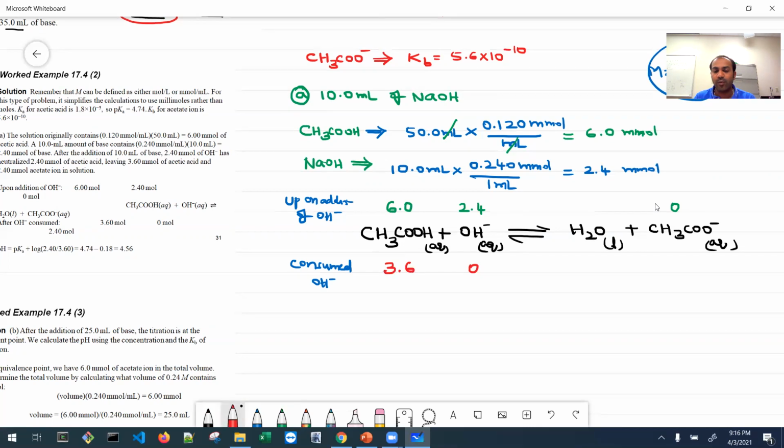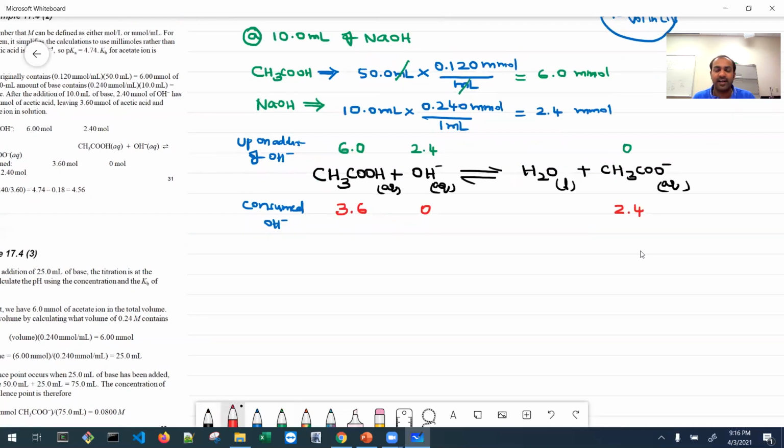So every 1 mole of acid will take 1 mole of base. Here you have 2.4 millimoles of base. It will react with 2.4 from here, so it will be producing 2.4 millimoles of the acetate ion. So now we know the concentrations of the conjugate base, weak acid, and everything. Now we can write down our Henderson-Hasselbalch equation, which is pH equals pKa plus log conjugate base over weak acid.